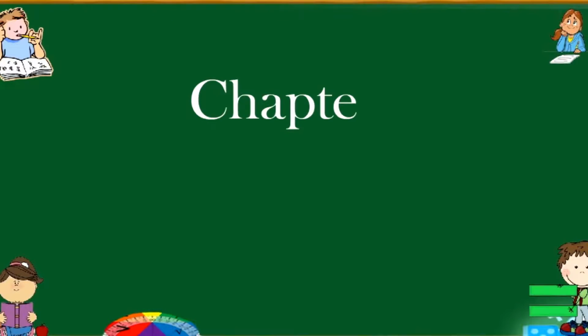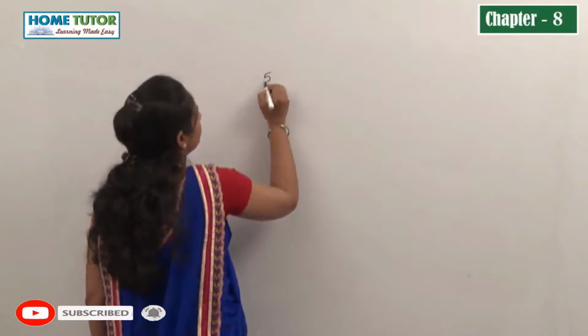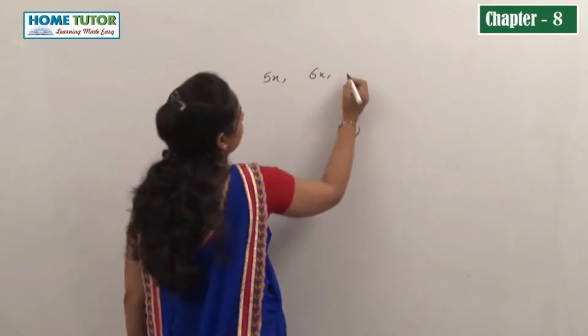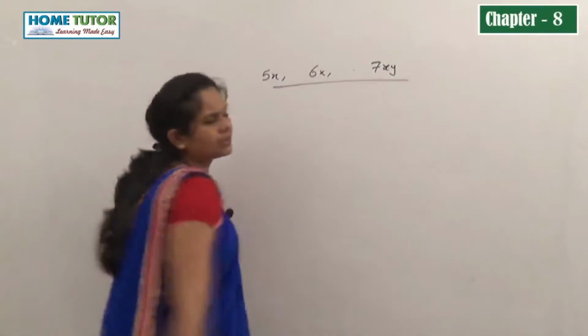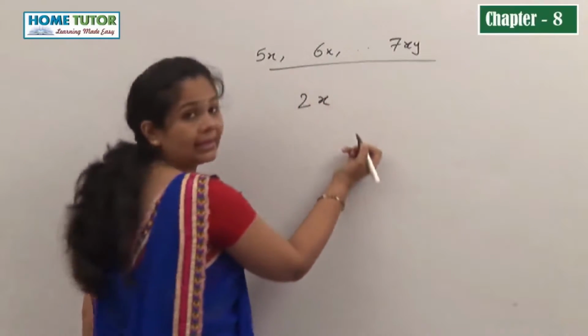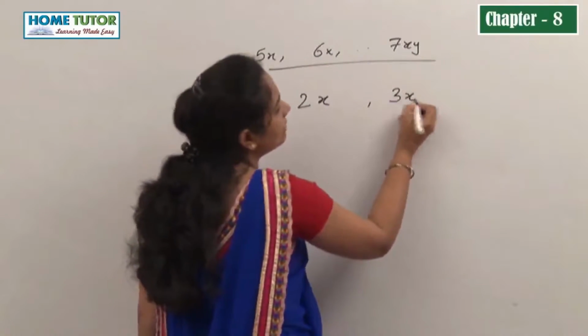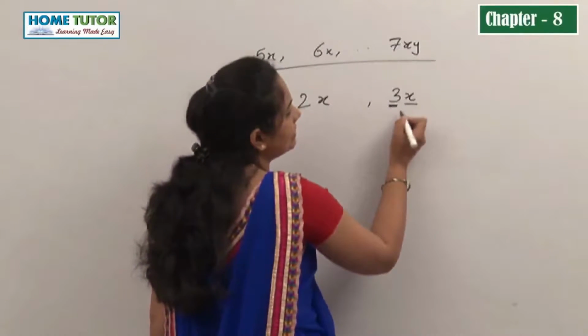Now let's start the next chapter, chapter number 8, that is algebraic expressions and operations on them. For understanding algebraic expressions, let's take some examples. Algebraic expressions will involve terms like 5x, 6x or 7xy. Here I can say 2 times a number, so I can write 2x. Similarly, 3 times a number will be represented by 3x. Here x is your number and 3 times is 3 multiplied by x.